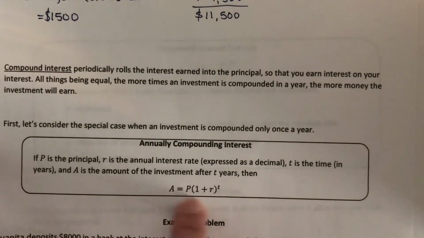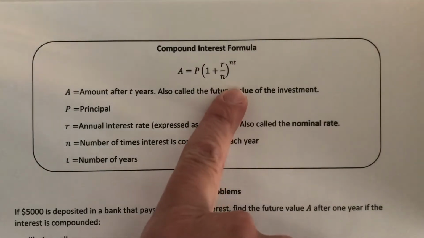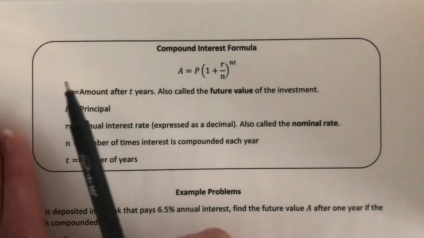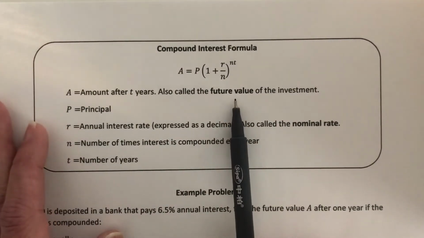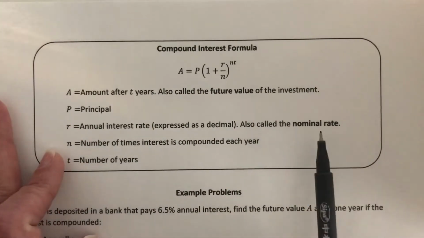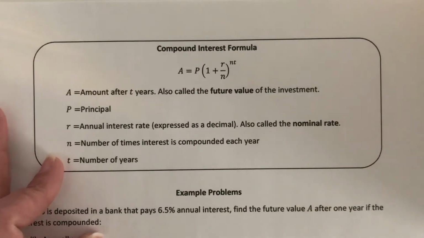So there's no real reason to memorize this formula because this formula will always work. Okay? But really, that's the only big difference. A couple of definitions here. A is also called the future value of the investment. And another name for R, the annual interest rate, is the nominal rate. So if you see those words, that's exactly what it means.